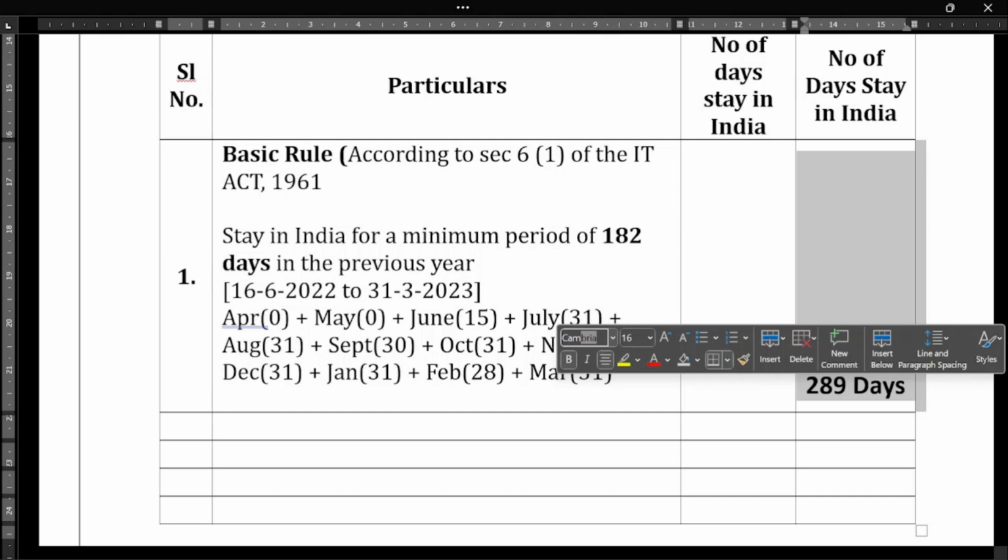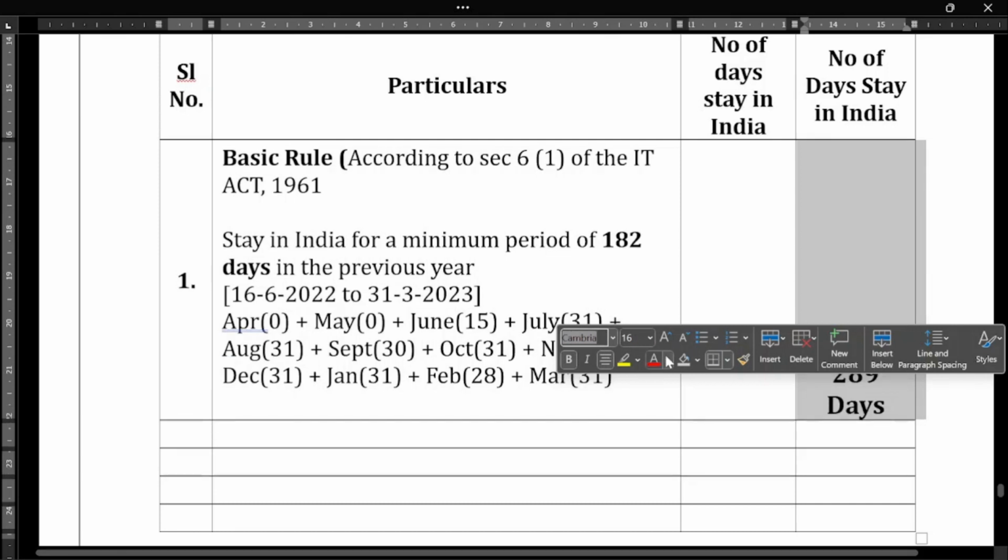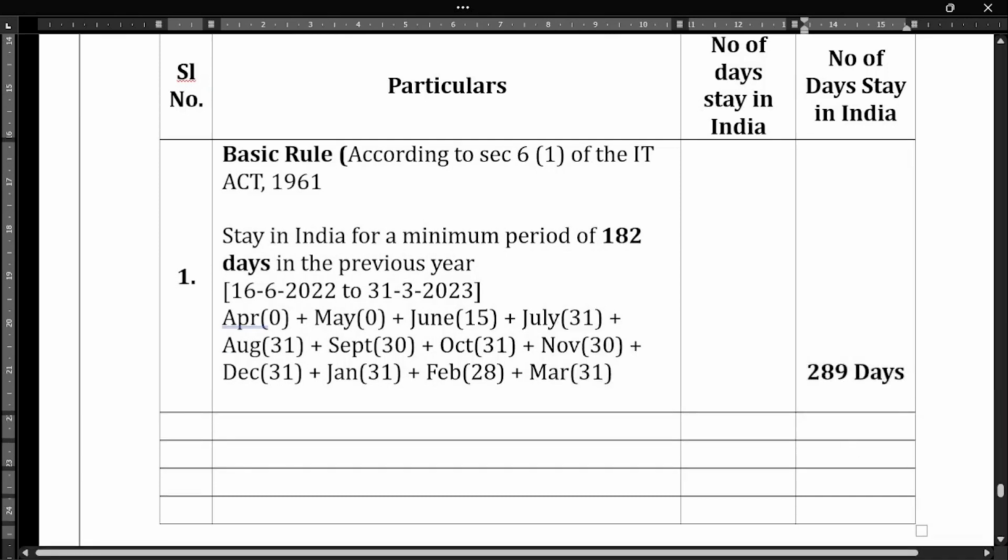So in the previous year he was in India for 289 days. According to the rule he should have stayed for at least 182 days, but he stayed for 289 days, which is more. Hence he is satisfying basic rule number 1.